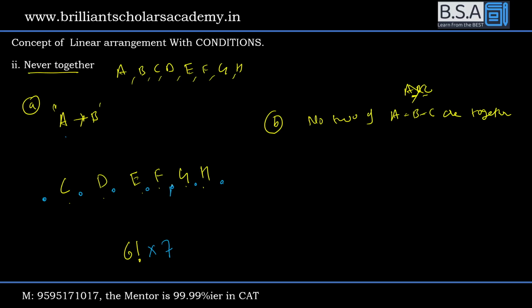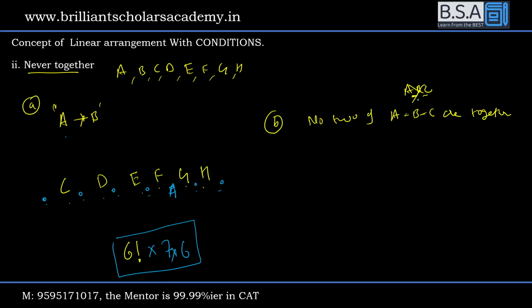Let us say A comes here. Now, the blue dot I have placed is not adjacent to A. So B has got how many options? 1, 2, 3, 4, 5 and 6. B has got 6 options. So in this many ways you can arrange them.